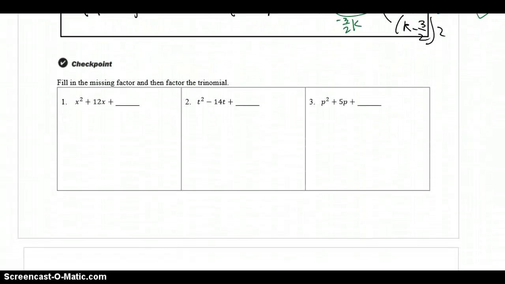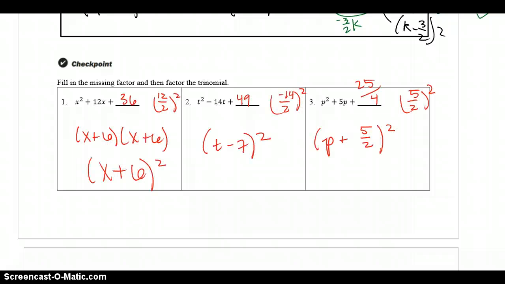Checkpoint. Pause this, try it on your own, then unpause and see how you did. Fill in the missing factor, and then factor the trinomial. Alrighty, so check and see how you did. The last one was a little bit trickier, but since I do 5 over 2 squared to get 25 over 4 as my third term here, I know 5 over 2 times 5 over 2 will give me 25 over 4. So that's how I got this inside of my factor. Alright, next page.